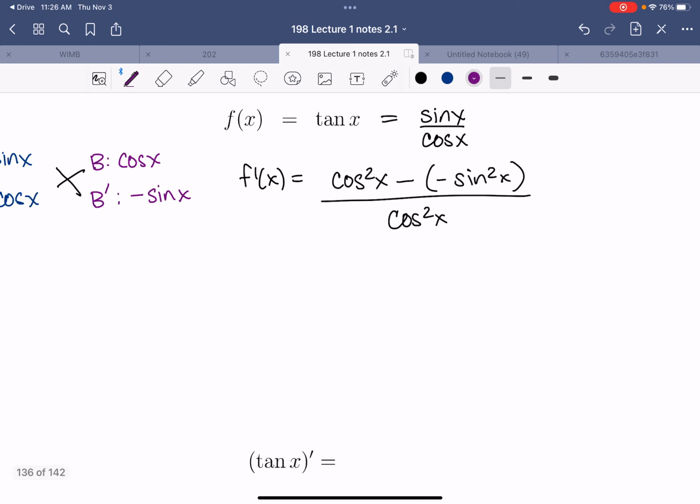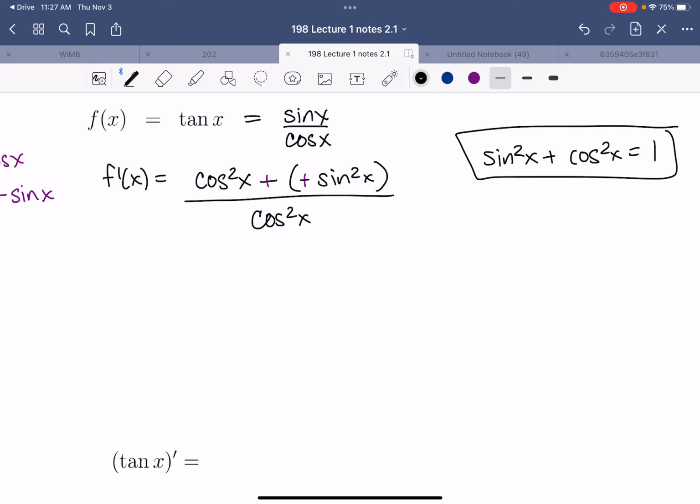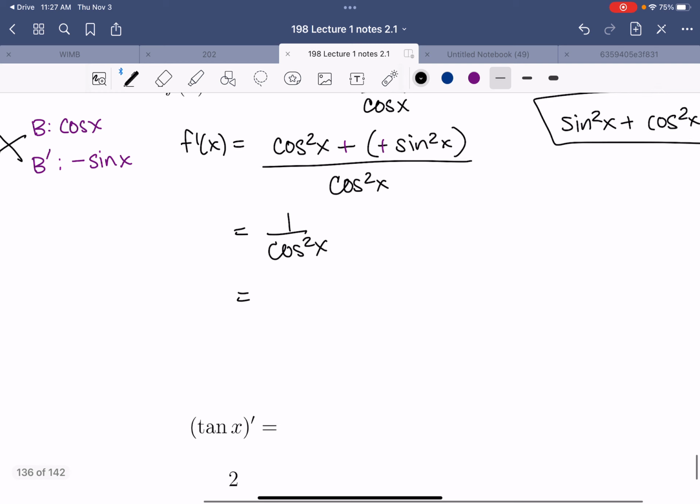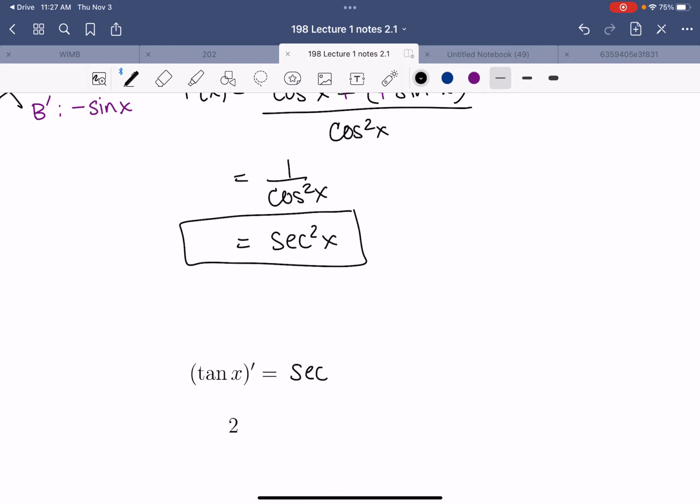When we simplify this, we add the opposite, and that becomes cosine squared plus sine squared, and we have an identity that says sine squared x plus cosine squared x equals 1. So I can replace the numerator with 1 over cosine squared x. And 1 over cosine we know is secant, so we can write this as secant squared. So we're going to say that our derivative for tangent is secant squared.